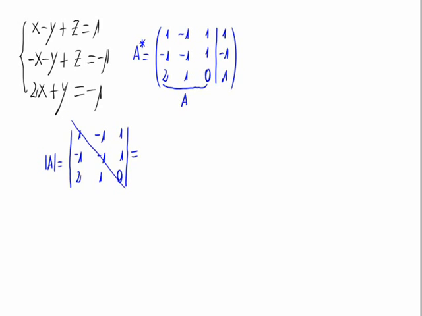The determinant of this matrix would be minus 1 times 0, which is 0. Minus 1 times 2 times 1 is minus 2. Plus this times this times this: minus 1 times 1 times 1, it is minus 1. Now we have the positive terms. And now let's go for the negative elements of the determinant.